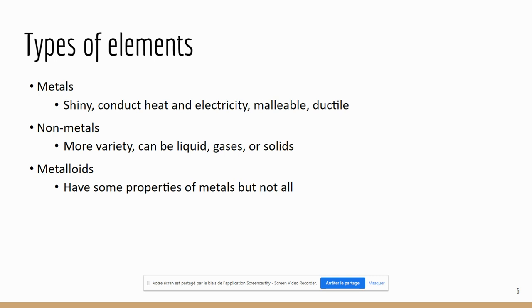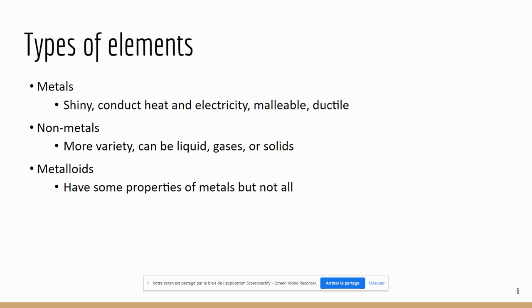They conduct heat and electricity. Again, for those same reasons, we've got these freely moving electrons. That's what you need to conduct electricity, freely moving charged particles. It doesn't necessarily have to be electrons. Metals are also malleable, which means they can be hammered into thin sheets, and ductile, meaning they can be pulled into wires.